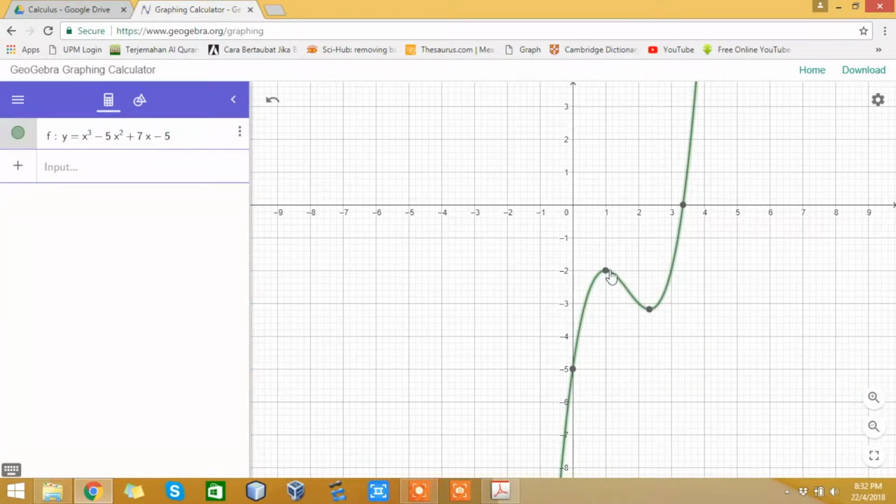Here we can see the maximum point. The maximum point is when x is 1, y is negative 2. Same goes to the local minimum point, when x equals 7 over 3, which means it's between here, and then y is negative 86 over 27. So that's all.